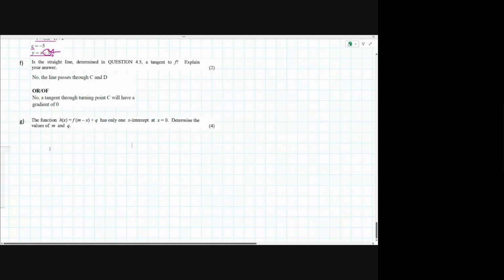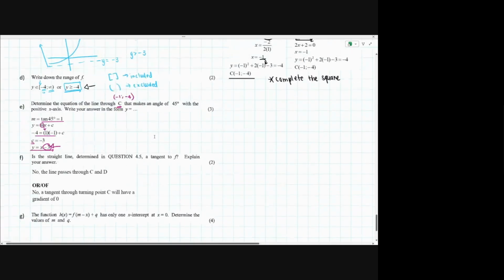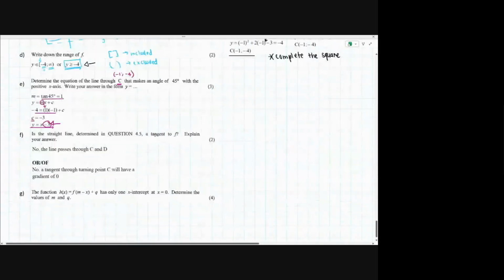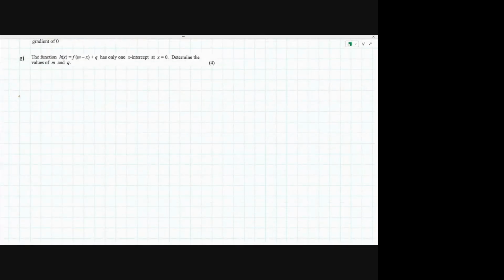All right. So the function h of x is equal to f of (m minus x) plus q has only one x-intercept at 0. Determine the values of m and q. So firstly, what did we have? We know that f of x is equal to x squared plus 2x minus 3. That is the equation that I have, but I now want to understand this whole transformation going on here.